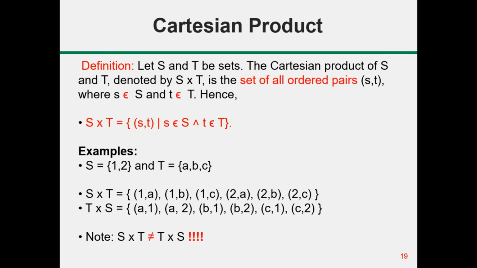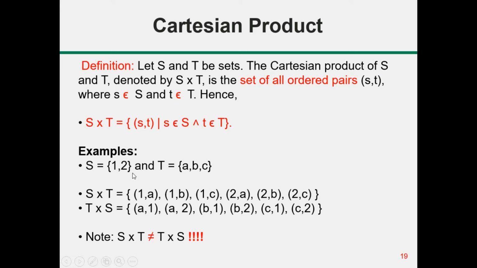And the Cartesian product. So let S and T be sets. The Cartesian product of S and T, denoted by S × T, is the set of all ordered pairs (s, t), where s is an element of S and t is an element of T. So if you see the example, you will understand.